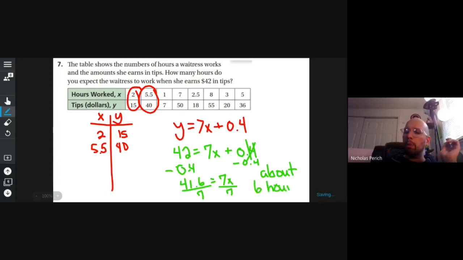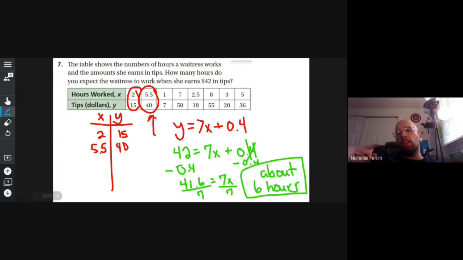Now, some of you might be like, okay, I don't need an exact answer, obviously. What if I just looked at this guy that said $40 in tips and just went up a little bit? So 42 is just a little bit more than 40, then my answer is going to be a little bit more than 5.5, and my answer ended up being 6 anyway. Can't I just do that? Yes. I just wanted to remind you how to do the website, though.